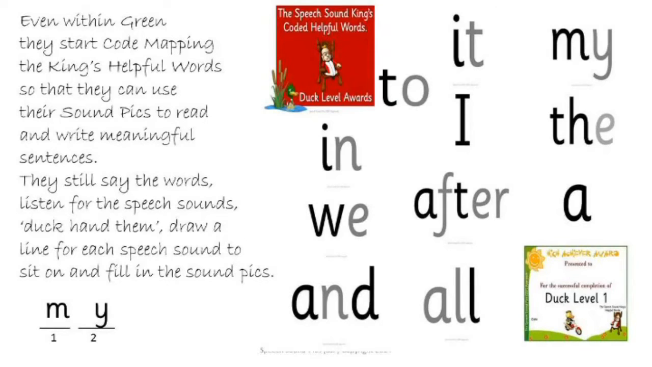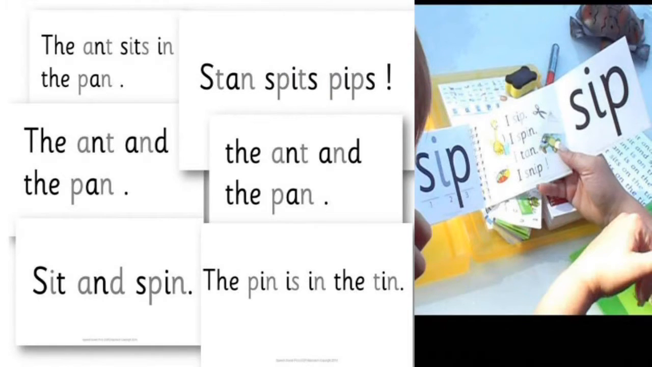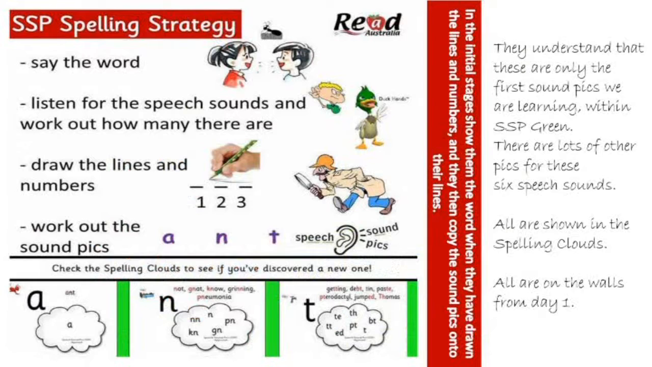So code map level 1, you'll be able to use it in sentences and they'll be in your readers, and also make sure you can use them in your writing. It doesn't matter what the word is, you always follow the same routine. Whenever you're spelling a new word, you say it, you listen for the speech sounds and use your duck hands, draw the lines and numbers, and then make your choices using the spelling clouds.